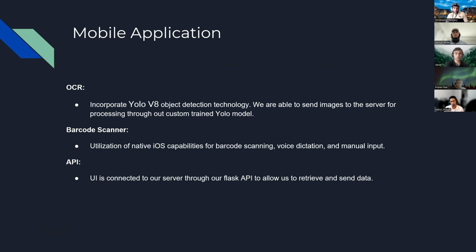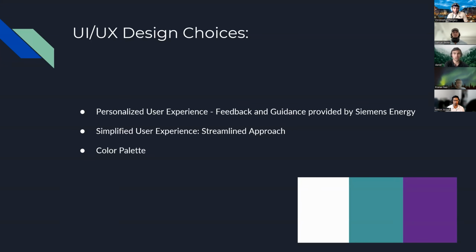For the OCR, we incorporated YOLO V8 object detection technology. We're able to send images to a server for processing through custom trained YOLO models. As for the barcode scanner, like I said, we utilized the iOS native capabilities for barcode scanning, voice detection, and manual input. And as for the API, we use the Flask API to allow us to retrieve and send data to a server. And for the UI UX design of choice, we personalize the user experience.